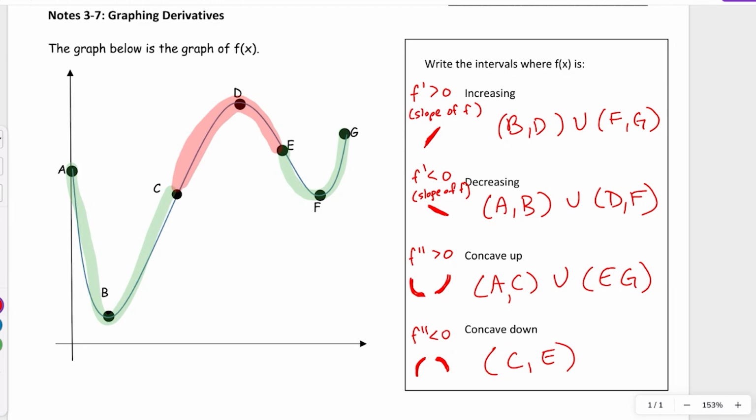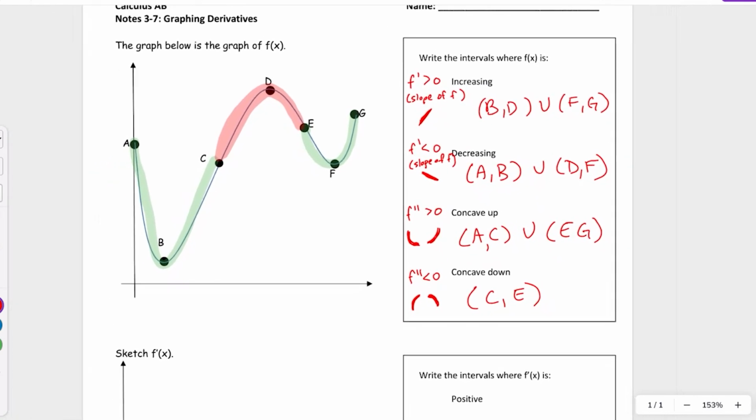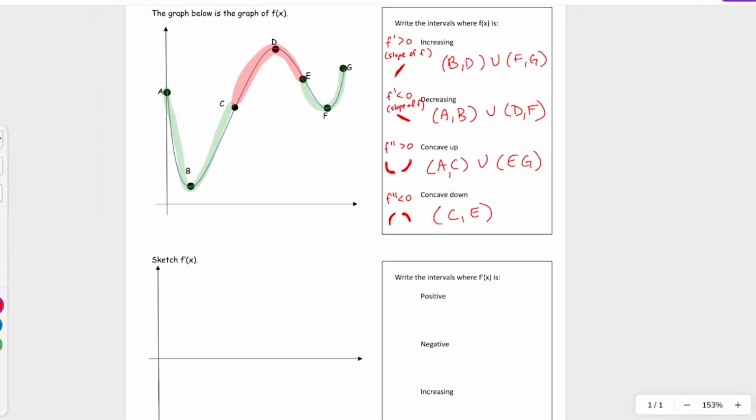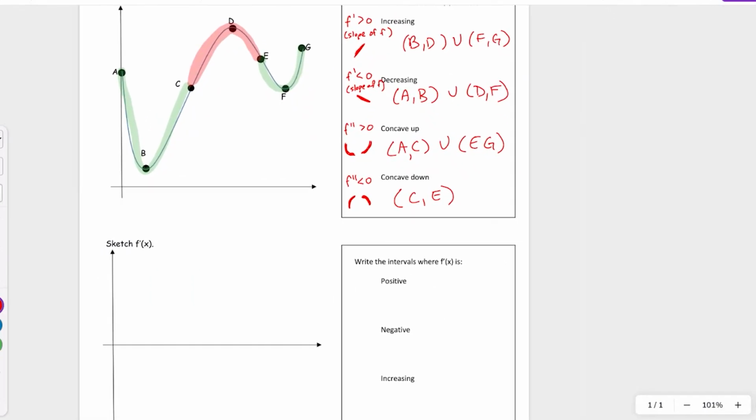Any questions so far? All right, let's see if we can sketch F prime. So that's F. We're going to try to sketch F prime here. Okay, so we have a bunch of information here.